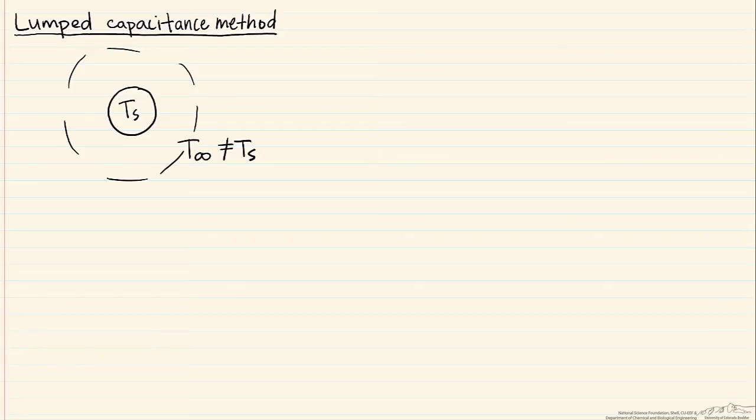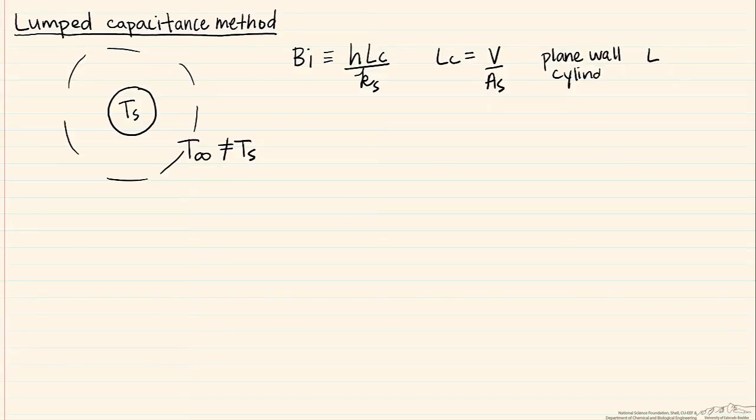The governing parameter for transient conduction is known as the Biot number. And this is defined as the convective heat transfer coefficient times the characteristic length of the solid divided by the thermal conductivity of the solid. So this characteristic length is often calculated by taking the volume divided by the surface area of the solid. So for a plane wall, that would be L. For an infinite cylinder, that would be the radius divided by 2. And for a sphere, that would be R over 3.